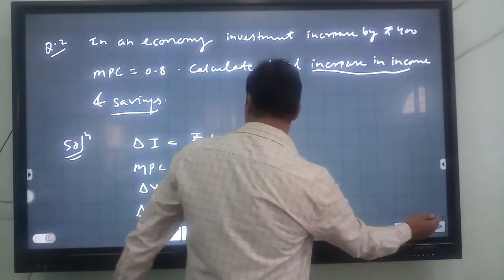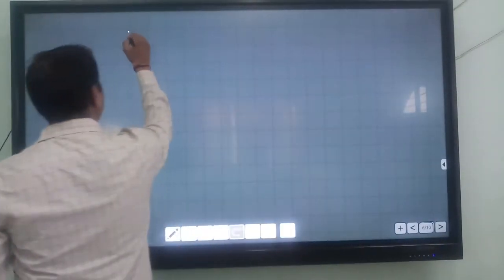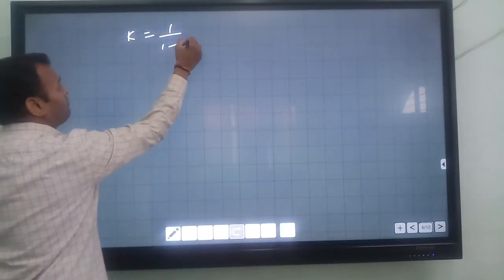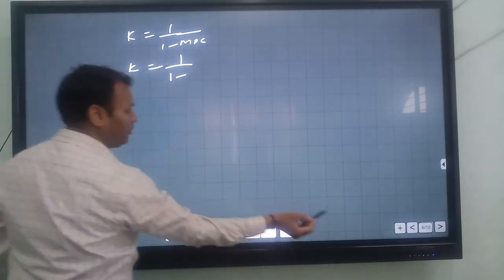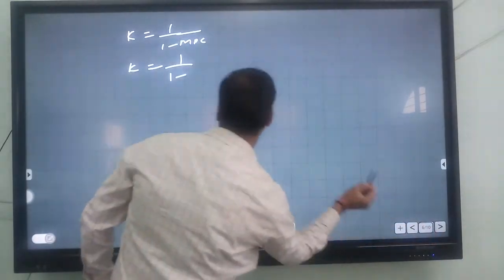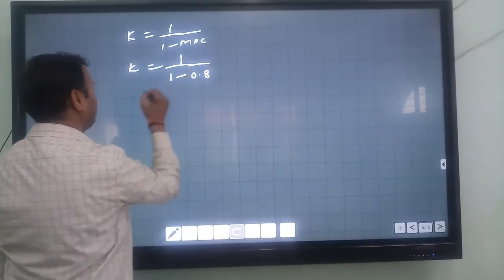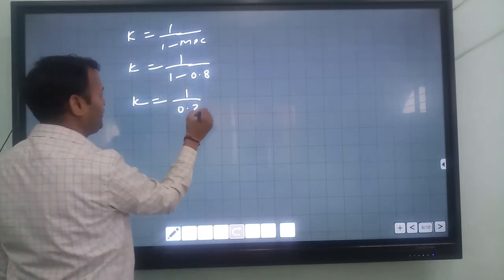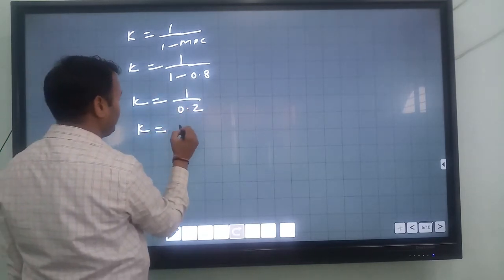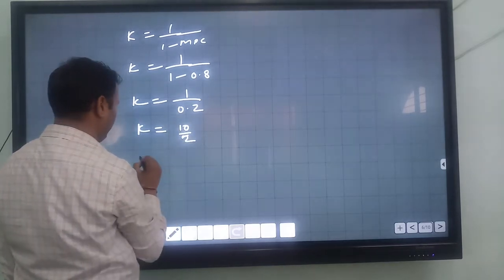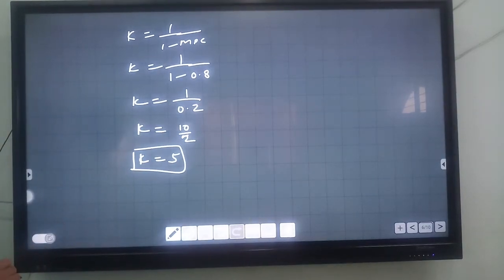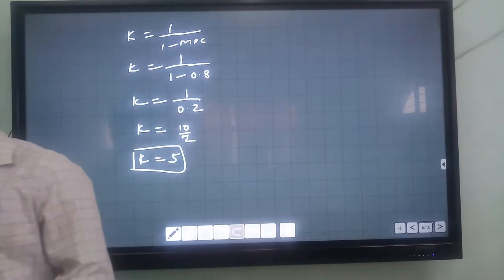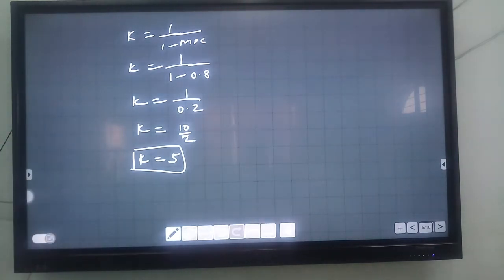Firstly we will use the formula K is equal to 1 upon 1 minus MPC. So K is equal to 1 upon 1 minus 0.8, so K is equal to 1 upon 0.2. So K is equal to 10 upon 2, so K is equal to 5. This is the value of the investment multiplier using the given MPC. So K is equal to 5.